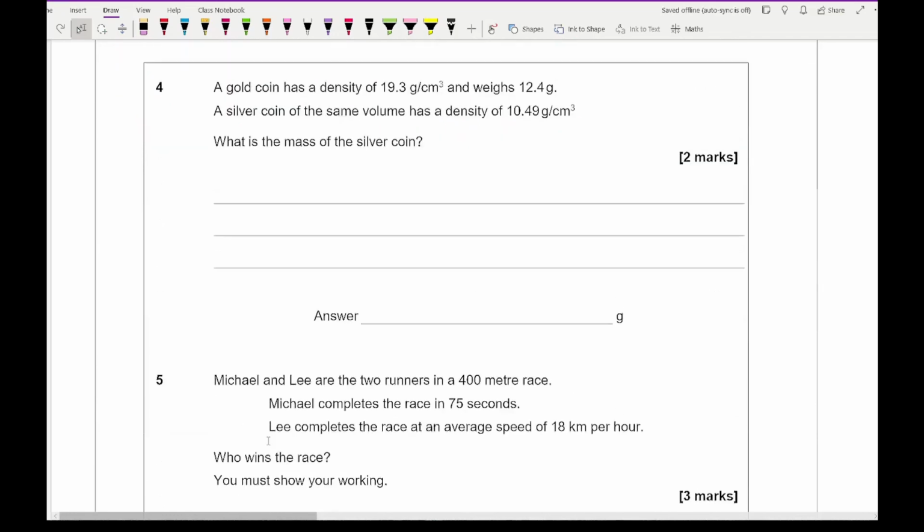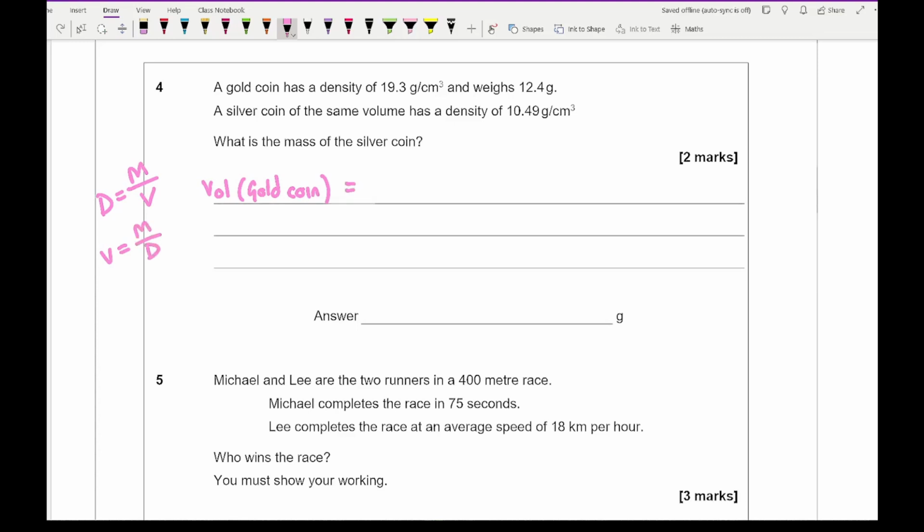Moving on to question 4, it says a gold coin has a density of 19.3 grams per cubic centimetre and weighs 12.4 grams. A silver coin has the same volume, has the density of 10.49 grams per cubic centimetre. What is the mass of the silver coin? So again, density is equal to mass over volume. Now, what I need to do for this particular question is I need to work out the volume of the gold coin. So to do that, I need to make V the subject. So V equals mass divided by density.